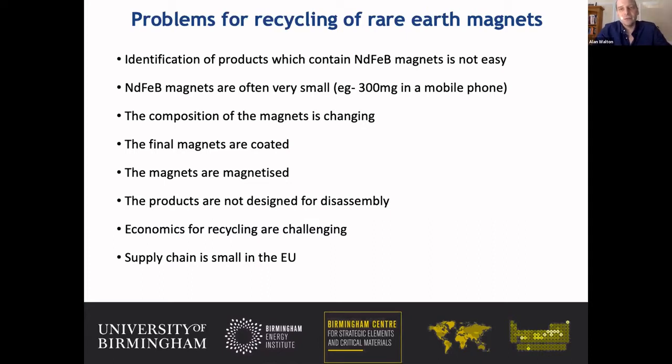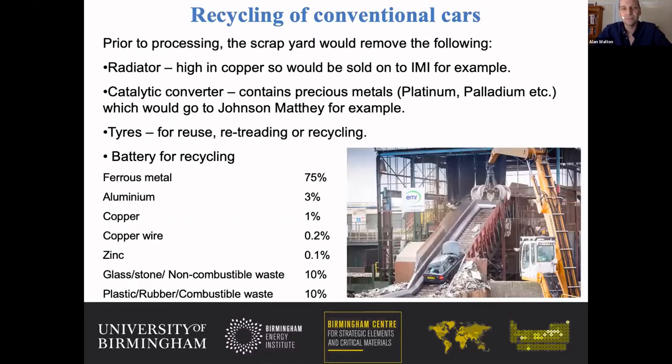Often the magnets are very small. So the mobile phone I showed you, the magnets can be less than 300 milligrams in size. The composition of the magnets is changing. They're often coated and you've got to remove the coating. They're fully magnetized, which I'll show you the problem in a second. They're not designed for disassembly, and there's no regulation forcing them really to do it today. The economics are challenging and the supply chain in the EU is very small. So there's a lot of hurdles to overcome to develop a recycling supply chain for these materials. But for obvious reasons, it's very important.